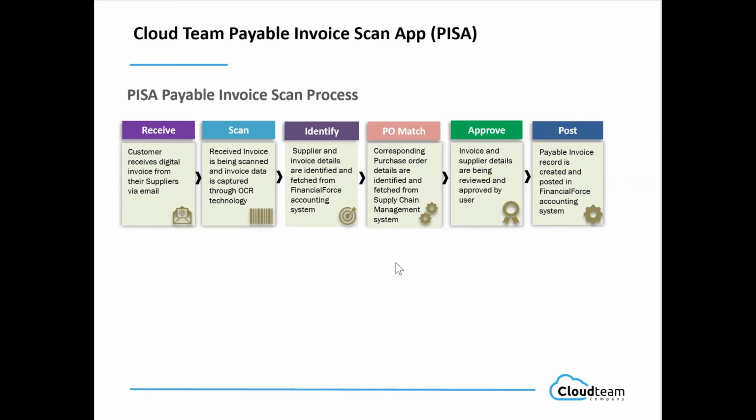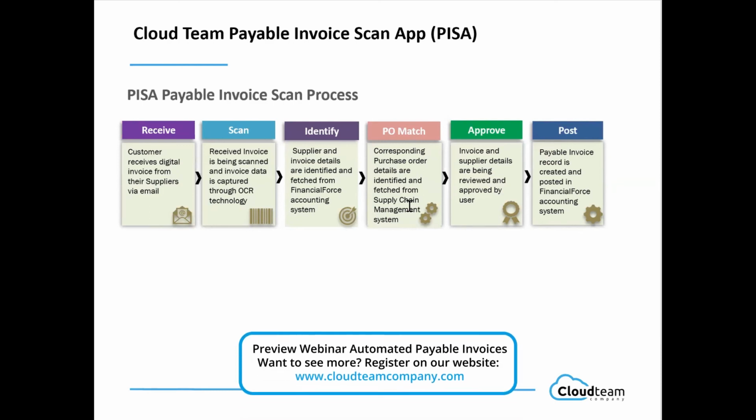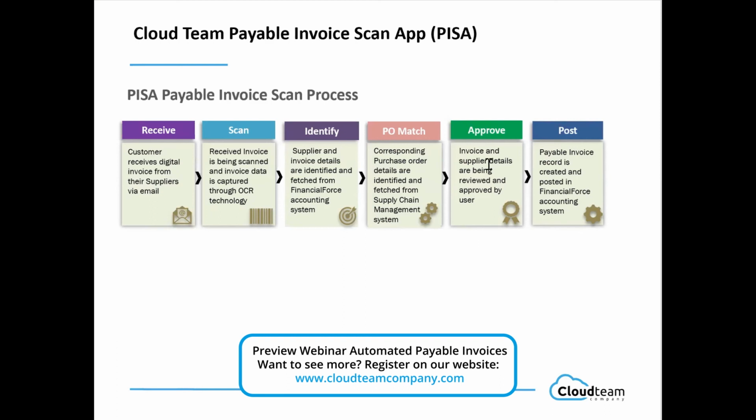So an additional step added to the flow of the Payable Invoices scan is the PO match, in which the system looks for the corresponding purchase order details, and once it's identified, it's fetched from the supply chain management system. And then the rest of the process goes through as is known.